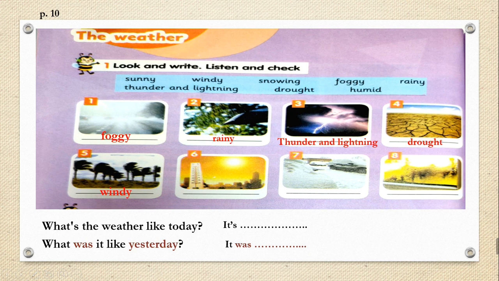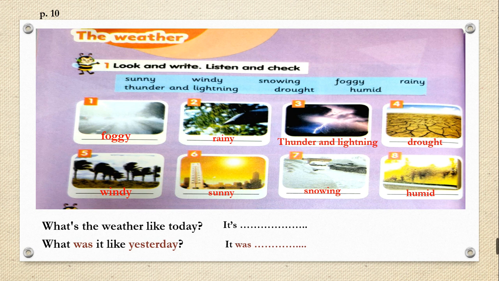What about in here? Can you see the sun? Yes, it's sunny. What about in here? What is this white thing? Yes, it is snowing. What about in here? Humid. Excellent. We have wet air. Now, what is the weather like today?